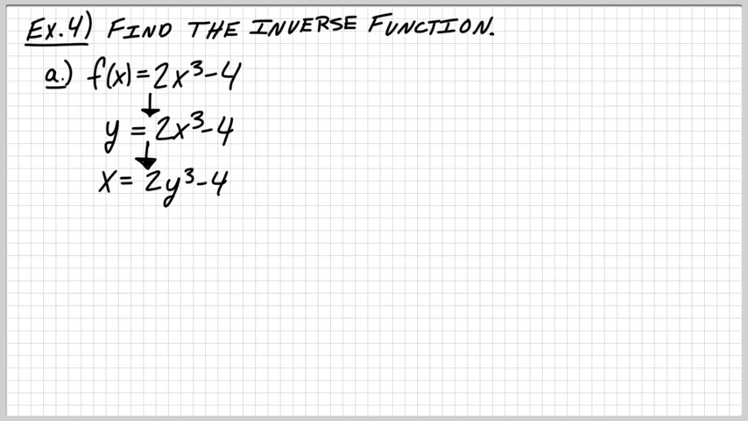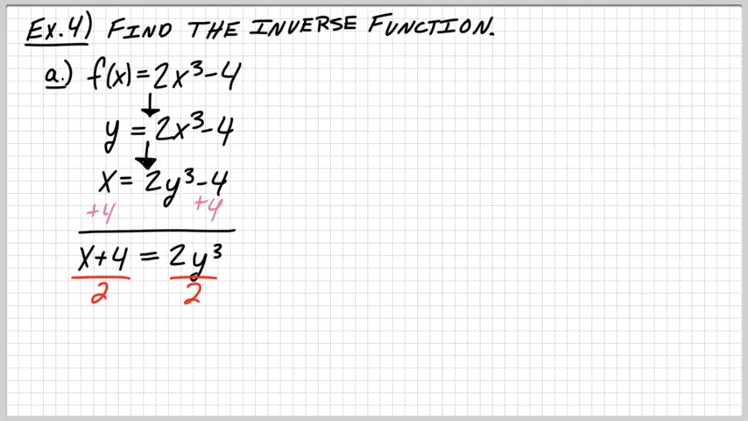Add 4, that'd be the first order of business. Add 4 to both sides. So x plus 4 equals 2y cubed. Then divide by 2, and then we'll take care of that cube. We'll take care of that exponent last. So divide by 2. So I got (x plus 4) over 2 equals y cubed.